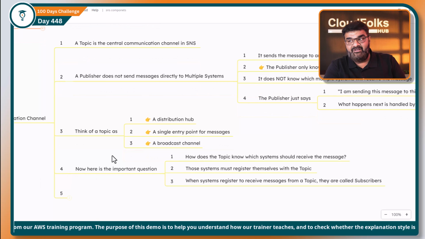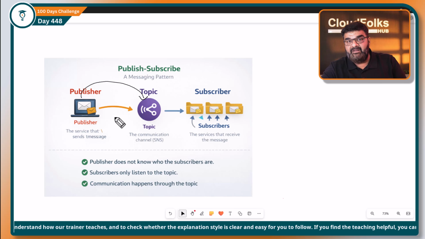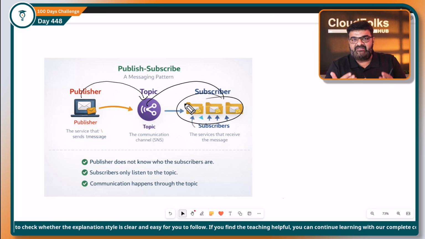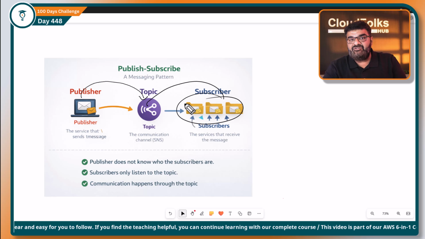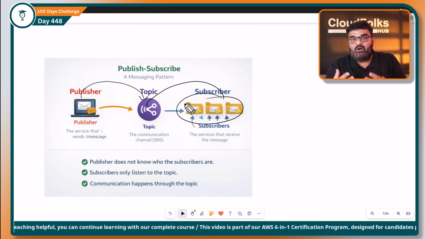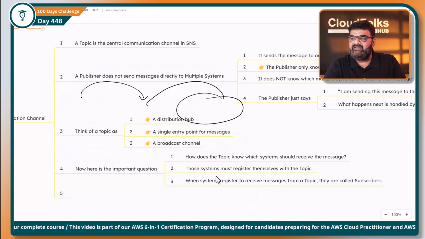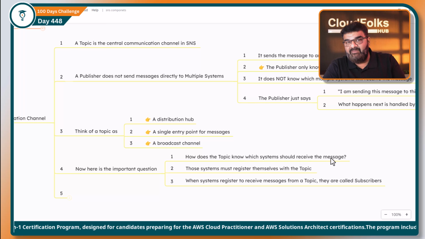Now, we have one question. As per our normal understanding, publisher is going to send a message to the topic. But how can the topic send messages to all these systems? We call them subscribers, right? We may have hundreds of systems, but we don't want to send the message to 100 systems. We want to send the message to just 5 systems. So how will the topic find out these subscribers? Let's understand this. How does the topic know which system should receive the message?